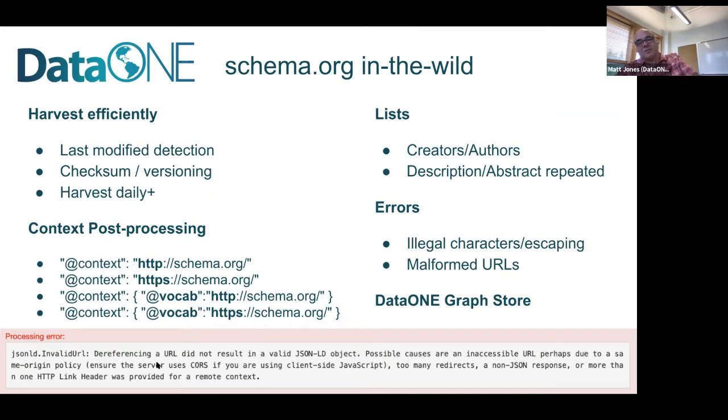We've also had challenges with dealing with lists and creators and authors and descriptions and abstracts, and making sure that we're getting the right content displayed. Of course, there's also finding errors in the JSON-LD that prevent processing. So it's really helpful if people validate their JSON-LD content to make sure that it's going to work with the processor. And then finally, I wanted to mention that we're building a DataONE graph store in addition to our search API that's accessible. And that graph store will allow us to further expand the semantic vocabularies that we support for search and retrieval across DataONE. So that's it for the DataONE side.